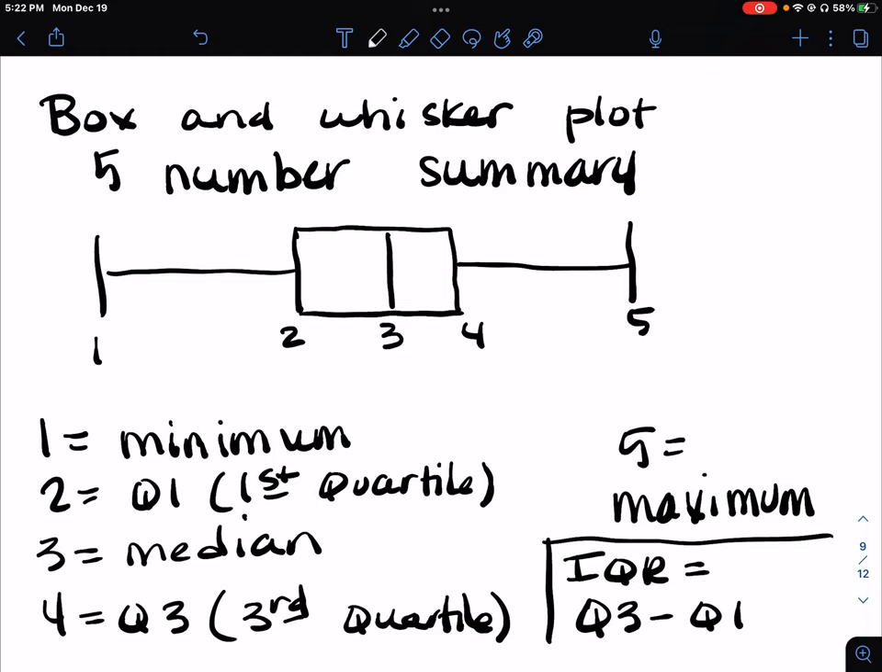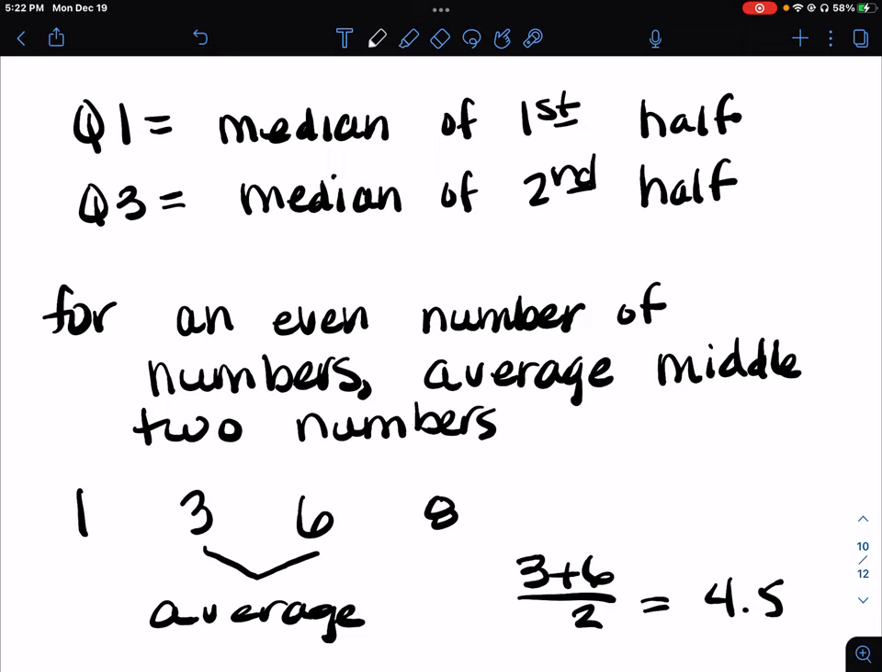Okay? And the IQR, the interquartile range, you take Q3 and subtract Q1. Okay? Q1 is the middle of the first half of the numbers. Q3 is the middle of the second half of the numbers. If you have an even number of numbers, you have to average the middle.